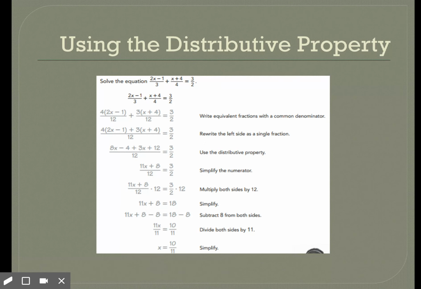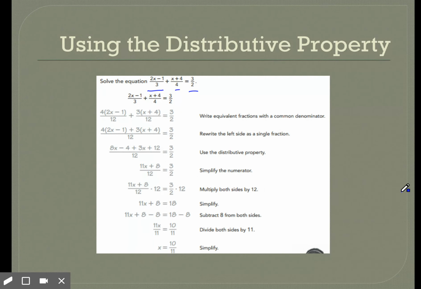So in your example here, we have a lot of parts. We have 2x minus 1 over 3 plus x plus 4 over 4 plus 3 over 2. So these are all written in fraction forms.